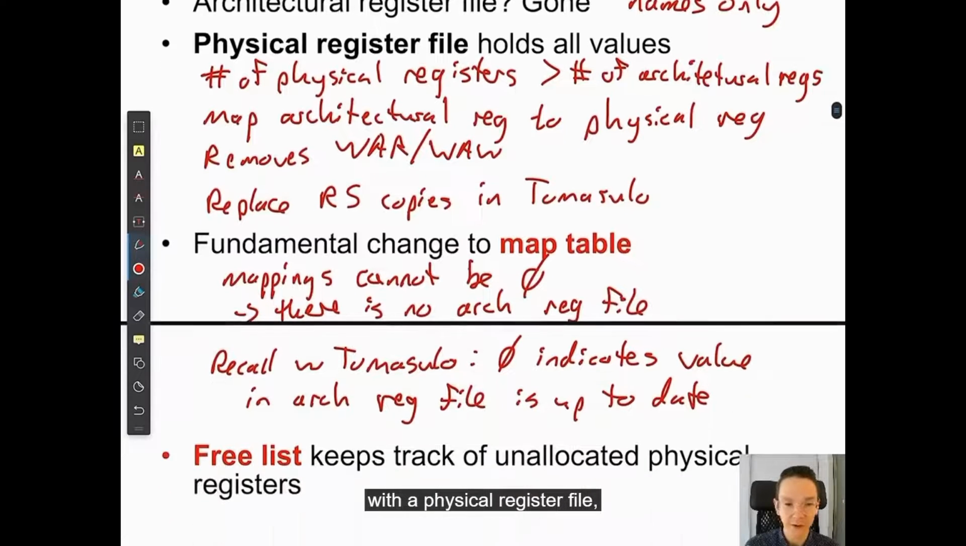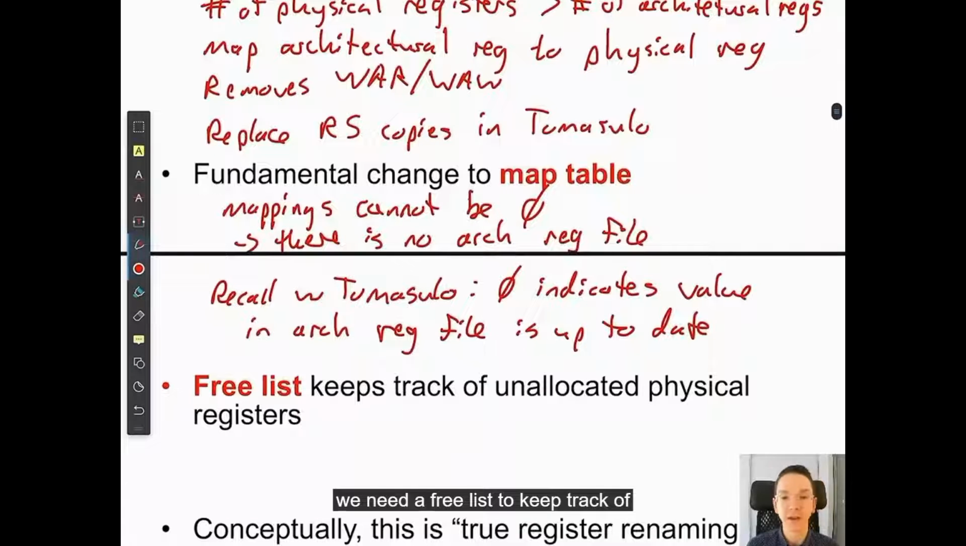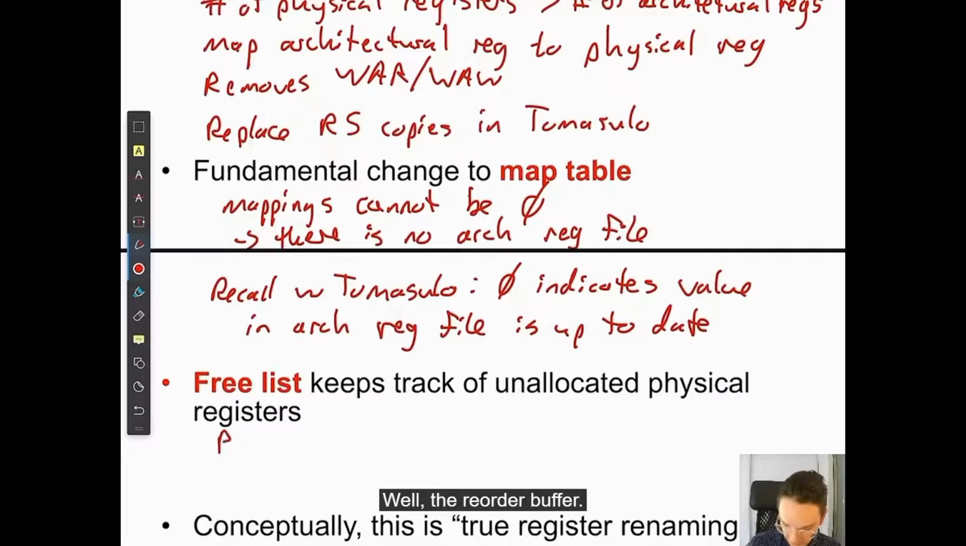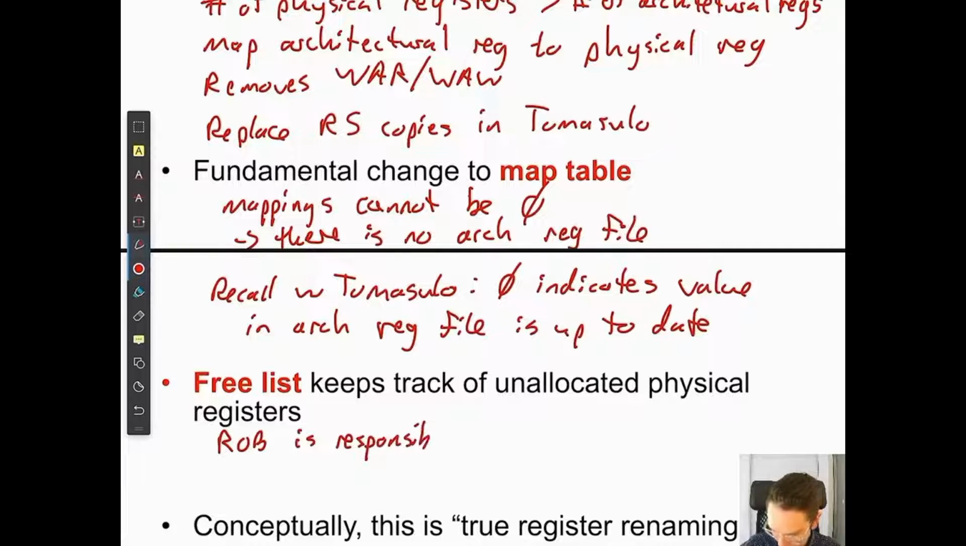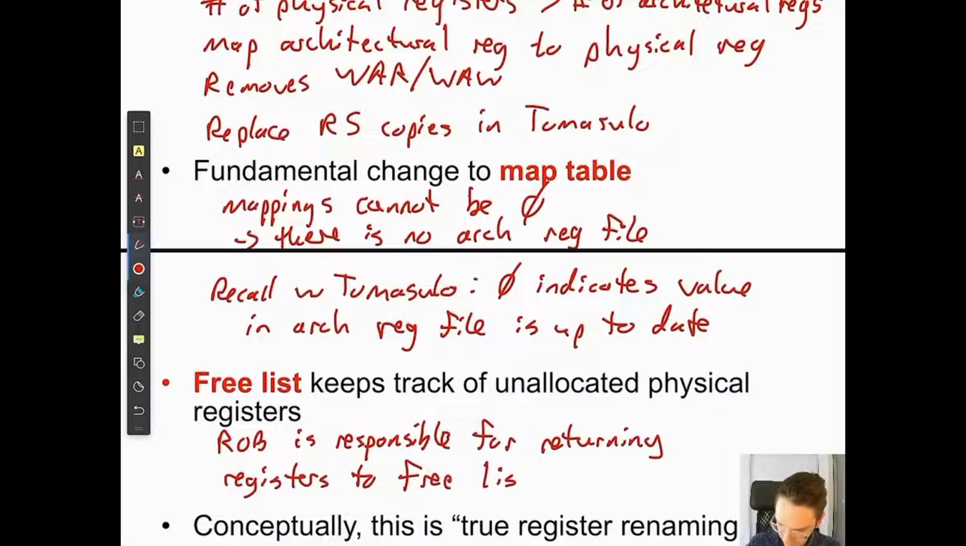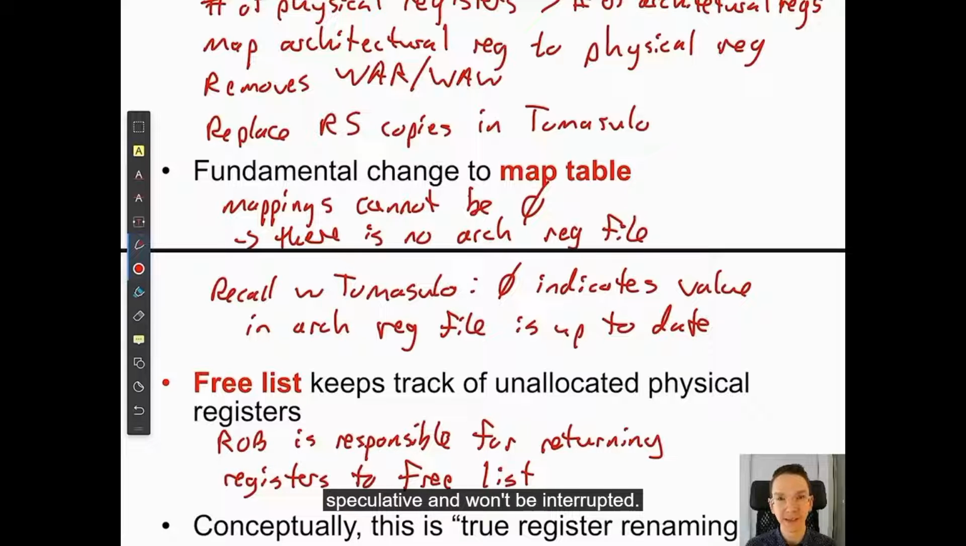So in this design with a physical register file, we need a free list to keep track of the unallocated physical registers. Returning to that question I had before, how and when do we return a physical register to the free list? Well, the reorder buffer, which for every instruction holds the new and old tag for its output register so that we have the old tags available to recover precise state, is responsible for returning registers to the free list. This happens at the retire stage, where an instruction is no longer speculative and won't be interrupted.